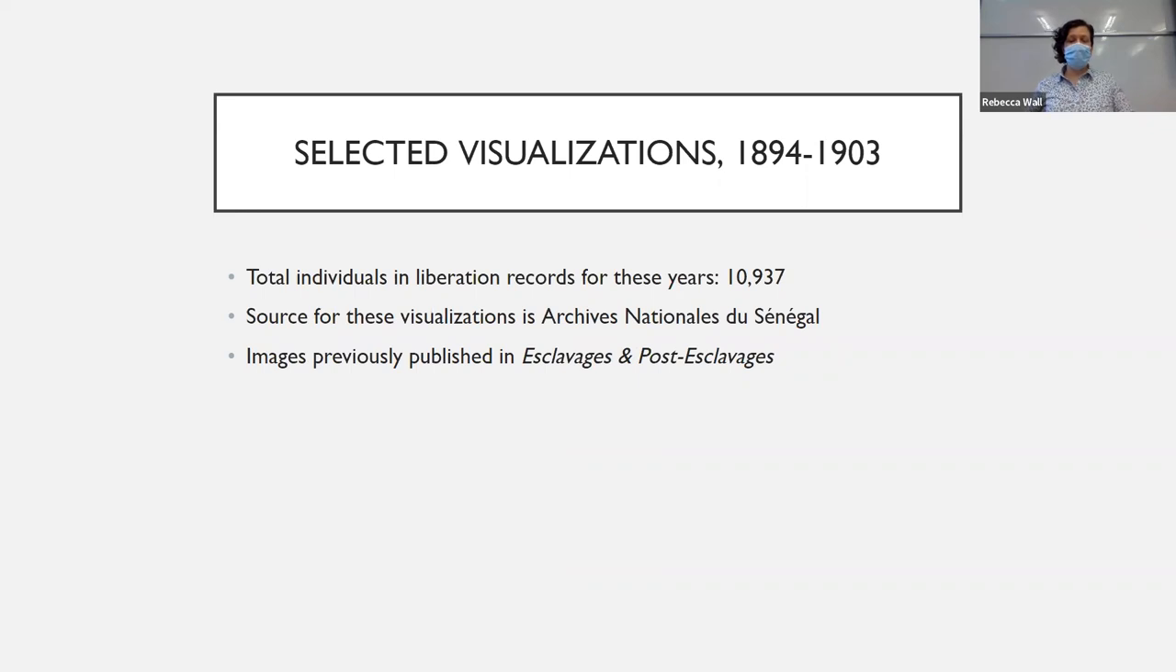As I said, there are actually more than 10,000, almost 11,000 people in the records for these years, 1894 to 1903. The source for all the information that goes into the visualizations to come is ultimately the National Archives of Senegal via the Registers of Liberation. We have also previously published these images in our article.